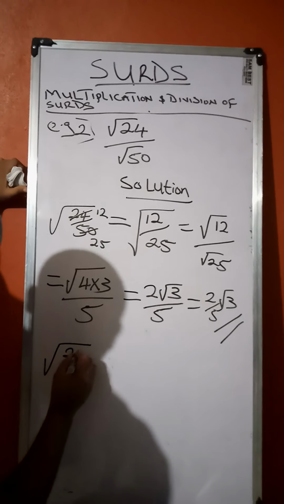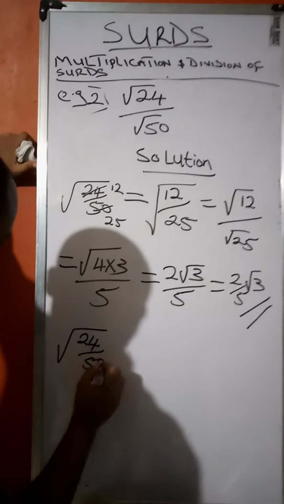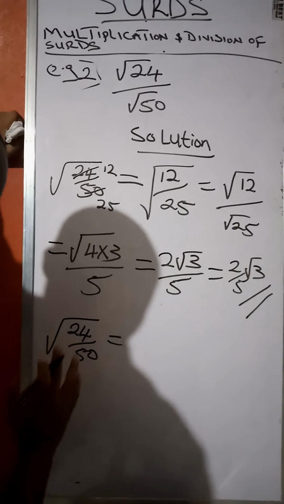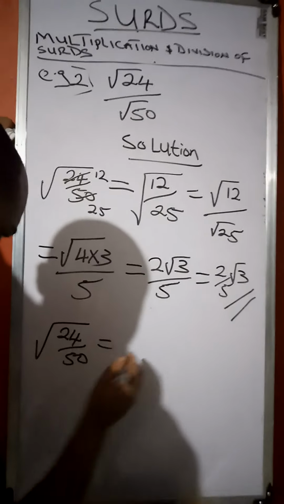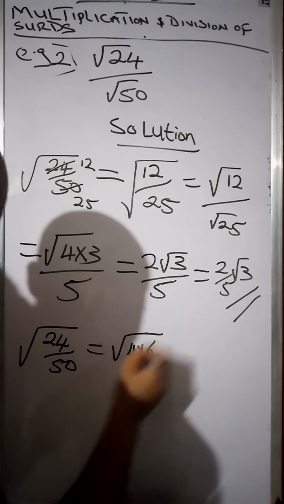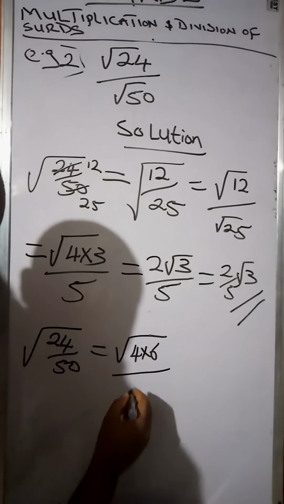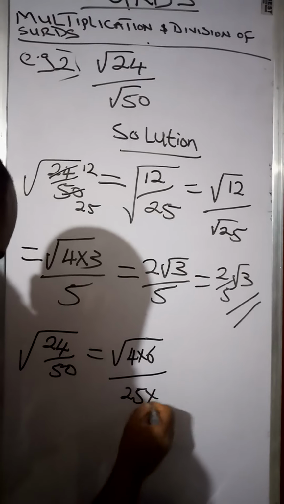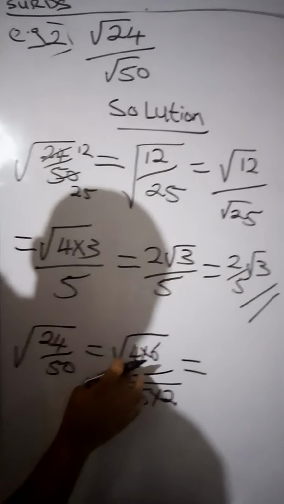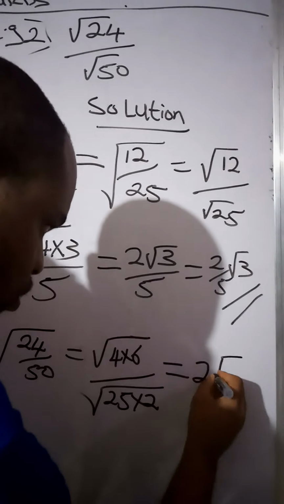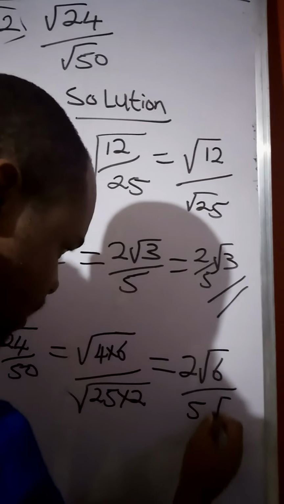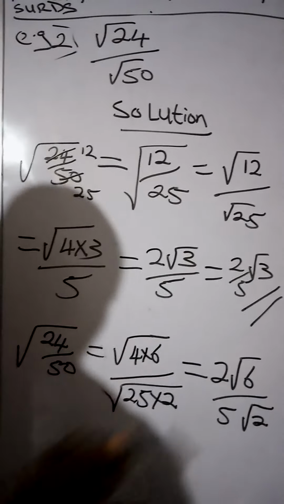I'm still taking the same question, that's root 24 over 50. Without reducing this, I want to just write out the product in terms of what? Perfect square. 24 is the same as what? 4 times 6 all over 50 is the same thing as what? 25 times 2 root. So this is the same as having the square root of 4 is 2 root 6 all over the square root of 25 is what? 5 root 2.